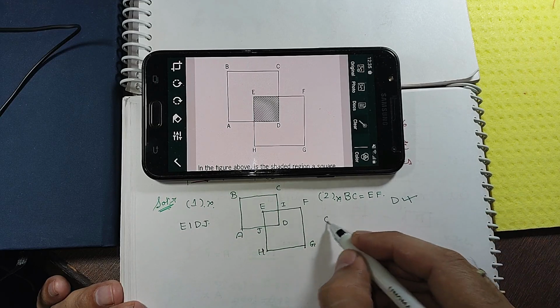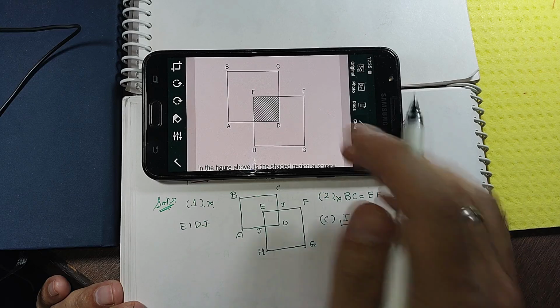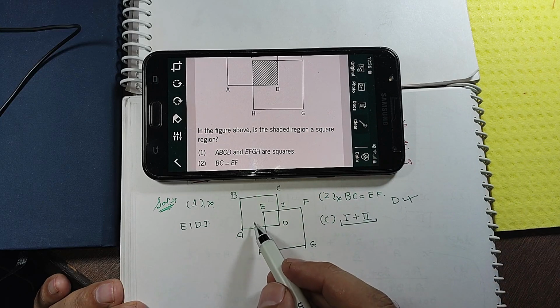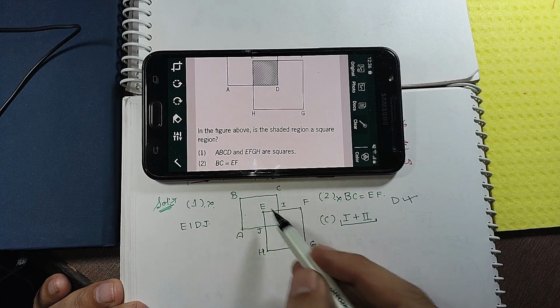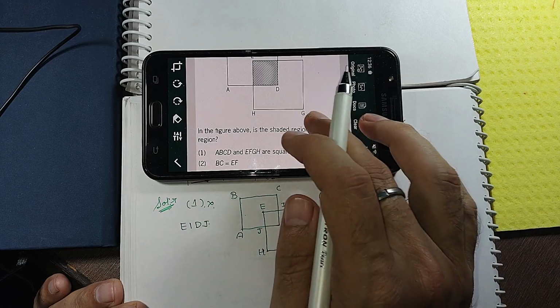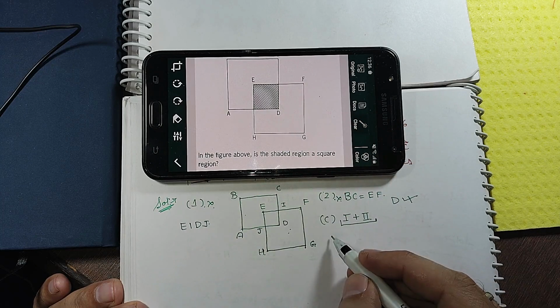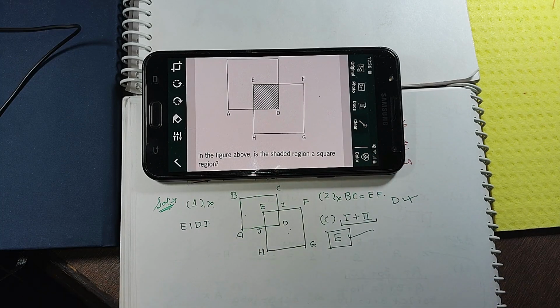Now we will see option C, whether statements 1 and 2 combined solve our question or not. Statement 1 plus 2 combined says that these two are squares and BC is equal to EF, which means that these are two equal squares. Even so, we are not able to find whether this shaded portion is a square or not. So we will go with option E, that both the statements combined still are not sufficient to answer this question.